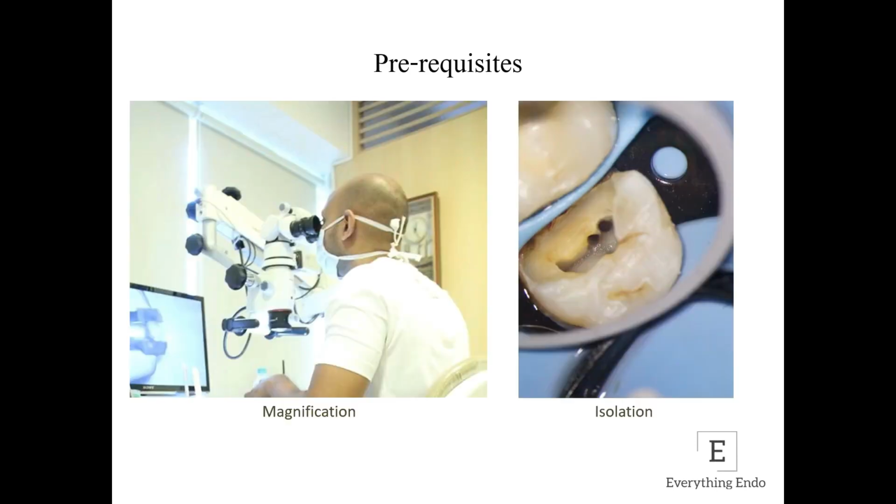Next is the part of the lecture where we discuss the different tools and techniques that will help us locate these MB2 canals. The first and most important prerequisite for location of these MB2 canals, calcifications or any extra anatomy is good magnification and proper isolation to give us a very crystal clear view. As far as magnifications are concerned, no doubt microscopes are the best. But if you use a good set of loupes, they just might be good enough as well.